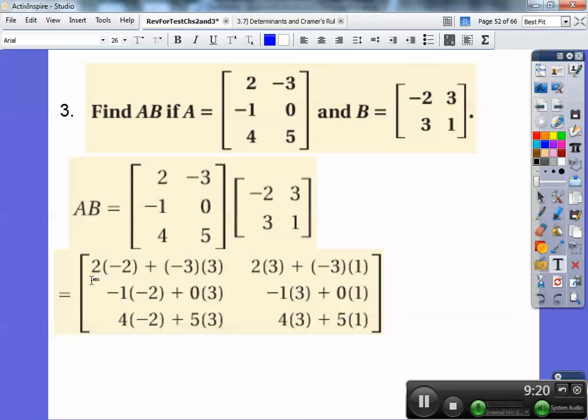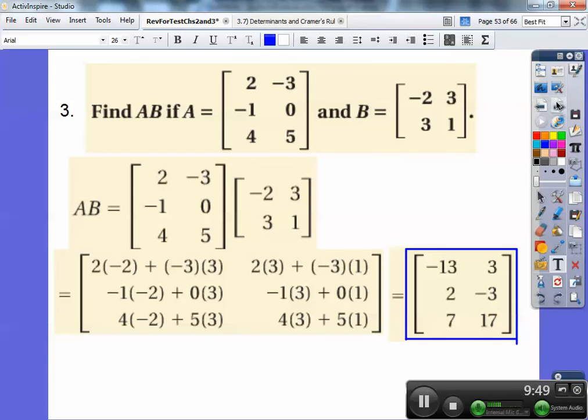And then this piece right here is going to be, this is on the top row and the right column right here. So 2 times 3 plus -3 times 1. That's what this one is right here. And then this middle row is this row times this column, and then this row times this column right here. That's for this one and this one. And then the bottom's going to be bottom times column, bottom times column. And so you're going to get all that, add them all up, and there you go.